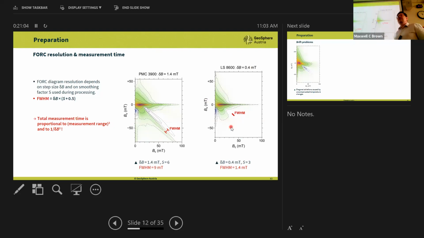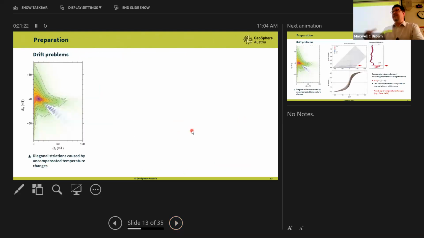So resolution is important, but it is also an enemy of time, because if you double the resolution of your measurements, you will multiply the measurement time by 4. This is a big issue, which can only be overcome by having faster and more sensitive measurements. And then we hit the wall of what hardware can do.